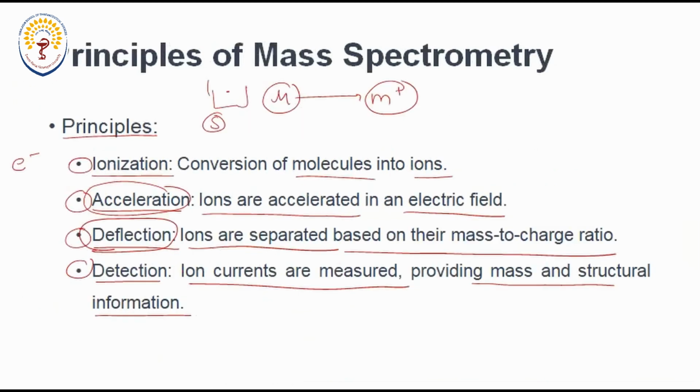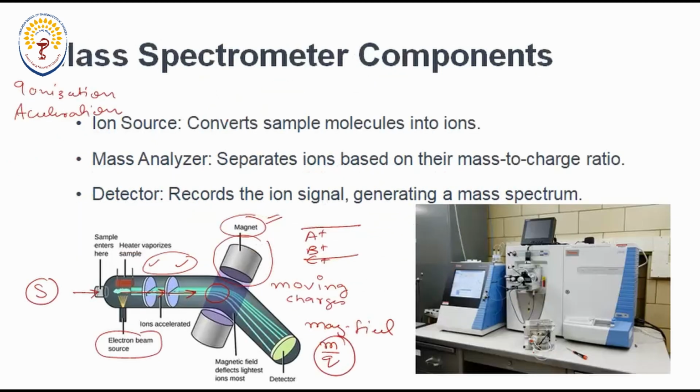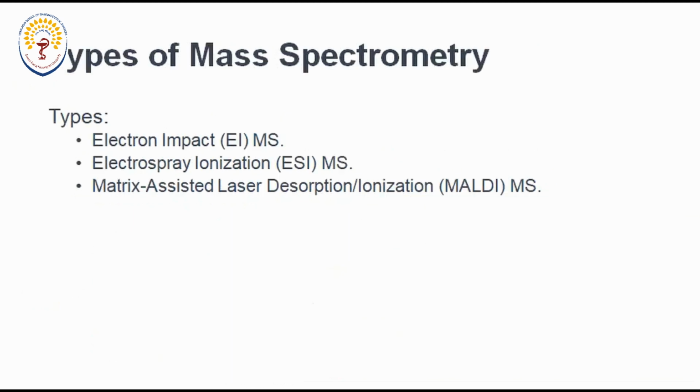Now after deflection, the last step is detection. The deflected particles strike the detector surface, the detector detects them, and mass to charge information is given, and in that way we determine the mass of the compound. Here is the diagram. This is the photograph of a typical mass spectrometer. Now, how many types of mass spectrometry are there?